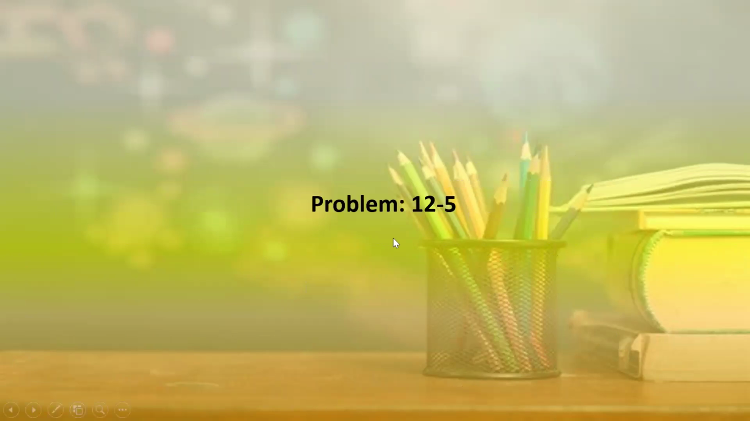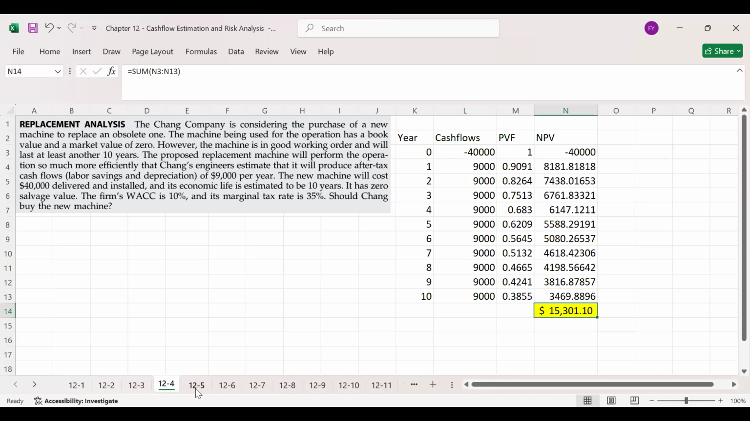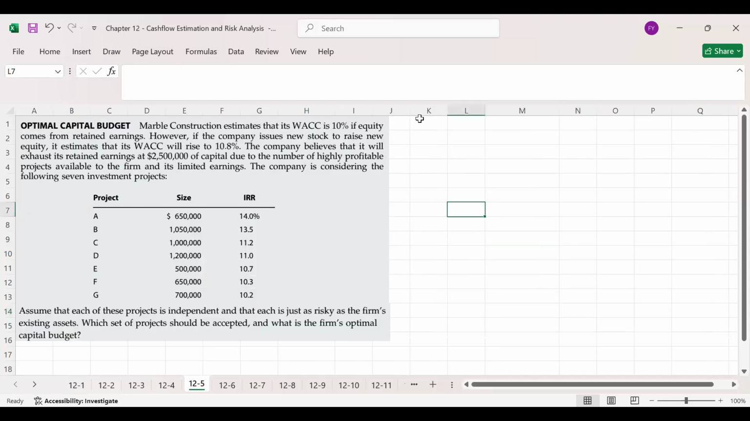So we have problem 12-5 from the same book, Fundamentals of Financial Management, by Brigham and Houston. So you can see that this is the problem, and the company estimates that its WACC is 10% if equity comes from retained earnings. So here, if equity comes from retained earnings, then the weighted average cost of capital would be 10%.